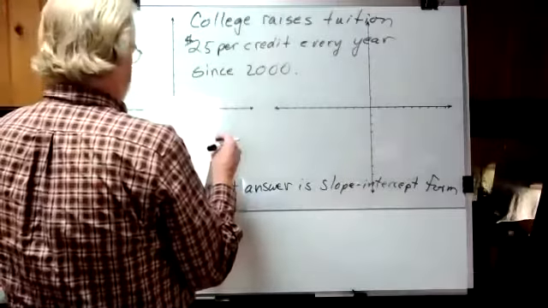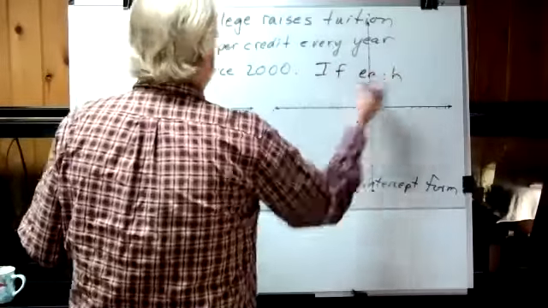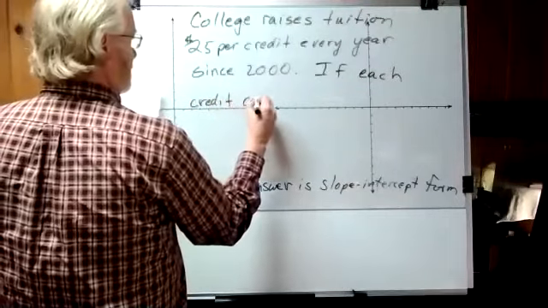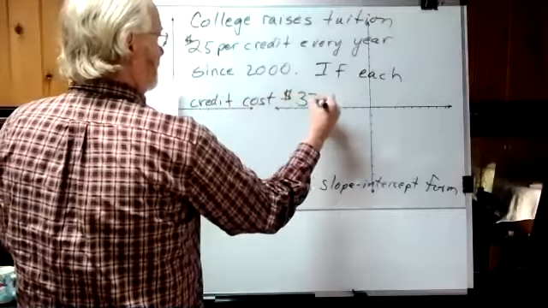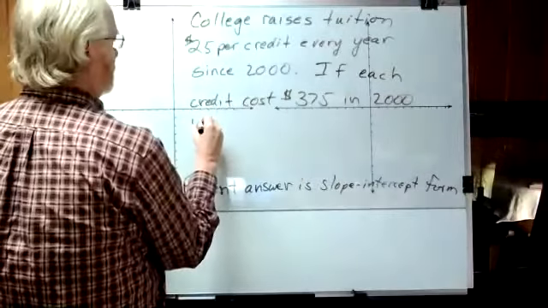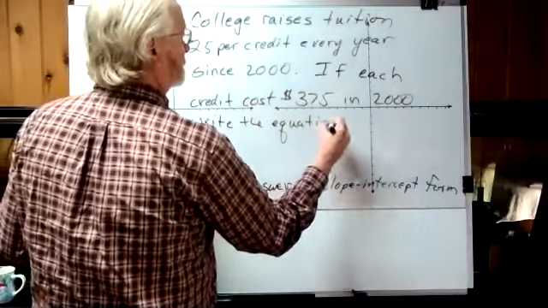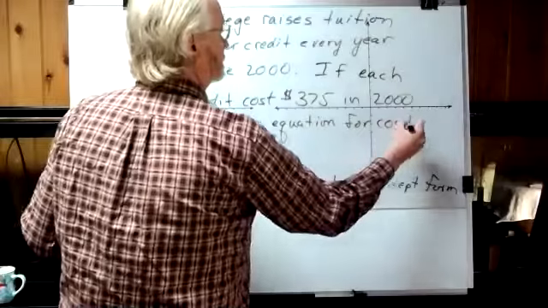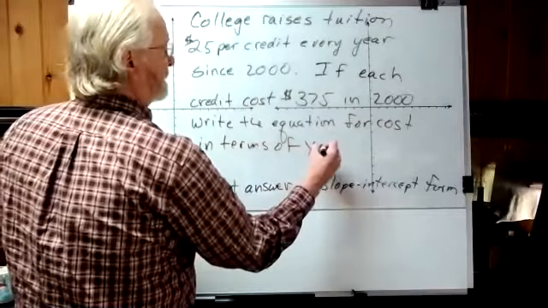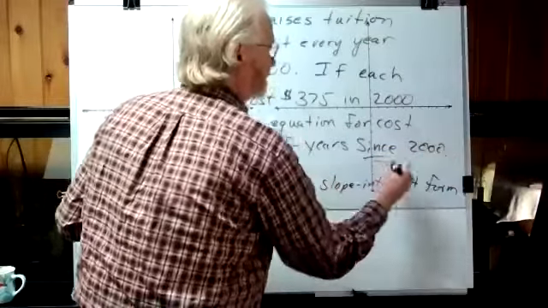So you still need more information. If each credit, right? This is on that other sheet. If each credit cost $375 in 2000, write the equation for cost. Here we go. In terms of years since 2000. And I'm emphasizing that.